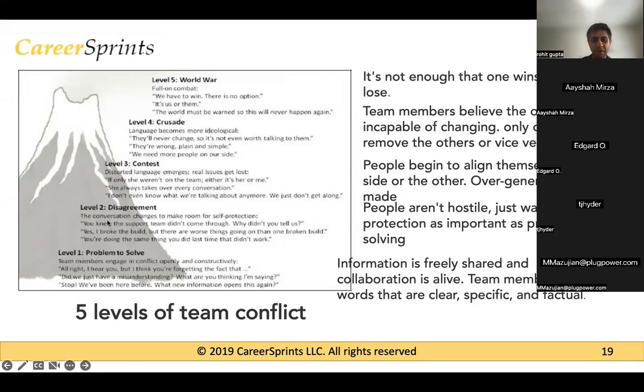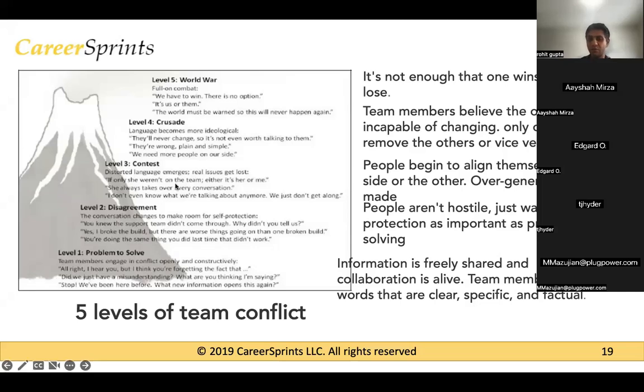So let's look at what are the different statements. So it says, you knew the support team didn't come through. Why didn't you tell us? You're doing the same thing you did last time that did not work. So this is disagreement. Okay.